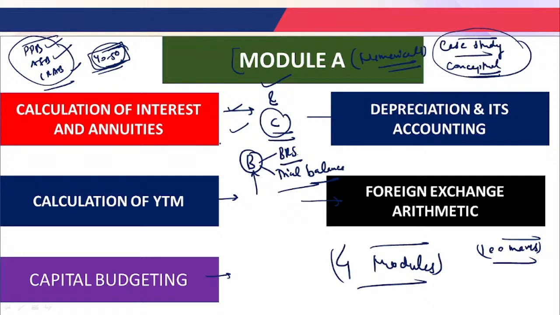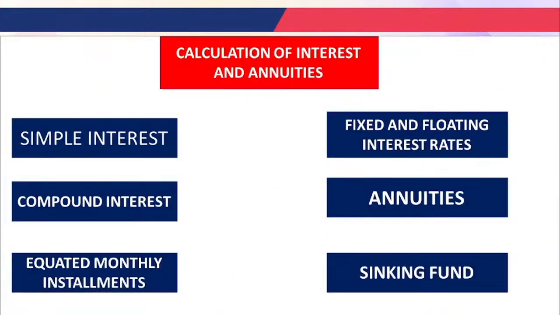So the first chapter you get in module A is calculation of the interest and annuities. Another chapter is calculation of the YTM, capital budgeting, depreciation and its accounting, and foreign exchange arithmetic. Right now, we are going to understand the different types of topics that we have to read from the particular chapter.